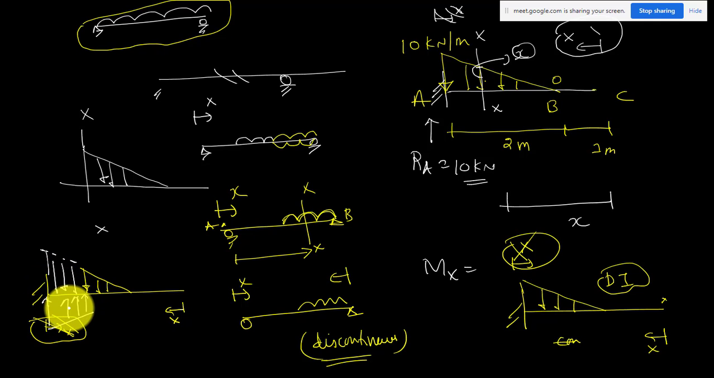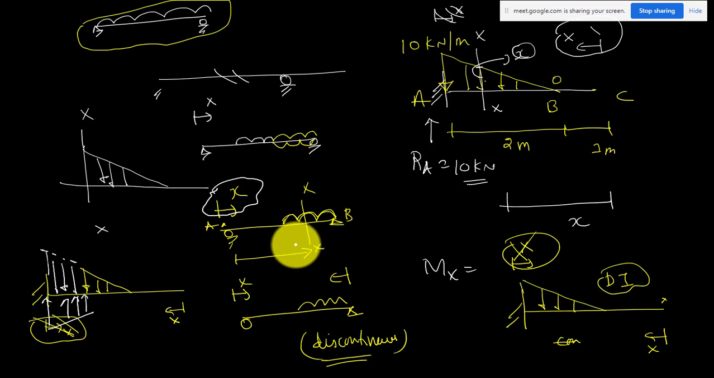So like this you have to do. This is also maybe an important point: you have to take the origin while writing the moment equation. You have to measure x from a suitable point, otherwise your solution will become difficult. Okay.